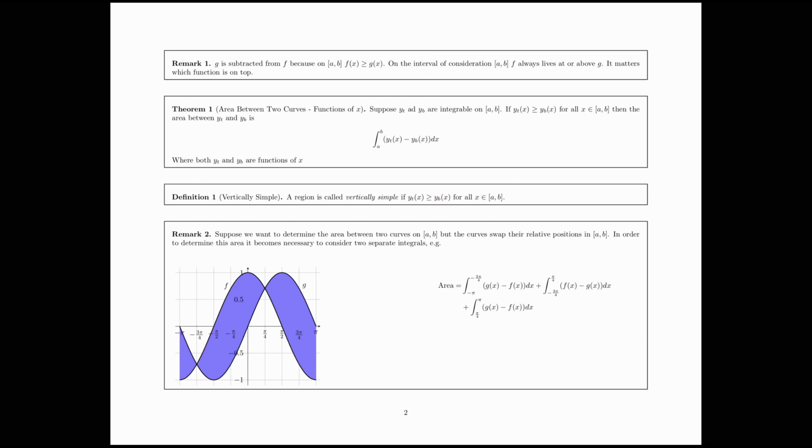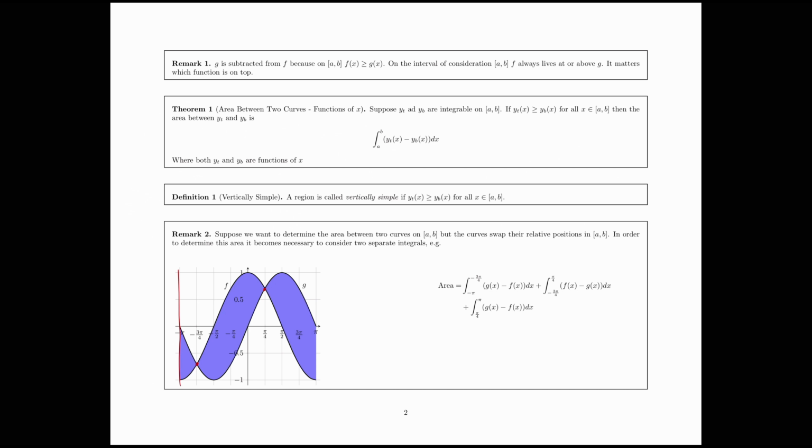So for instance, down here, in remark number 2, if we consider this full thing from negative pi all the way to pi as one big region, it is clearly not vertically simple because we've got some problematic areas here. It's where they intersect and they flip. So here it flips. Here at pi over 4 they flip. So we really kind of split this up into 3 regions.